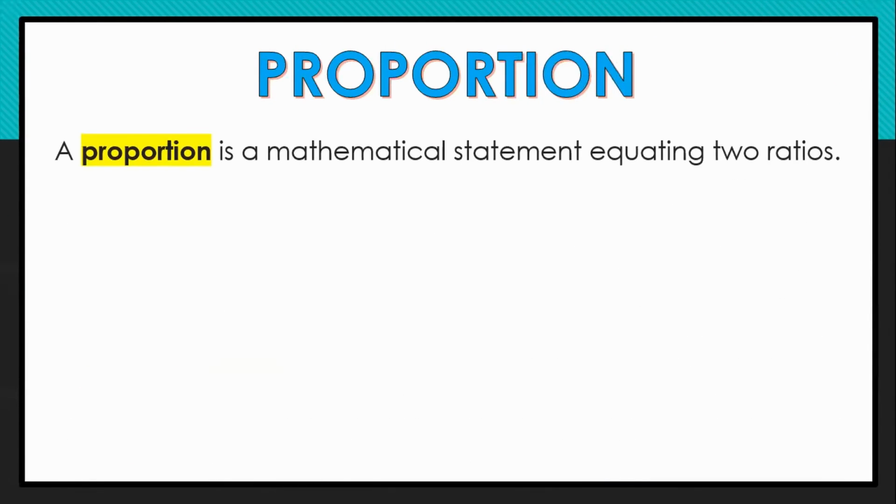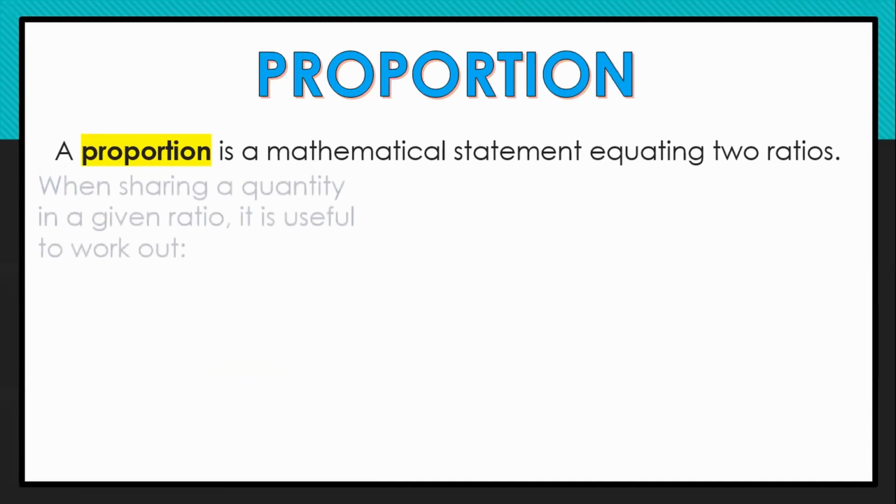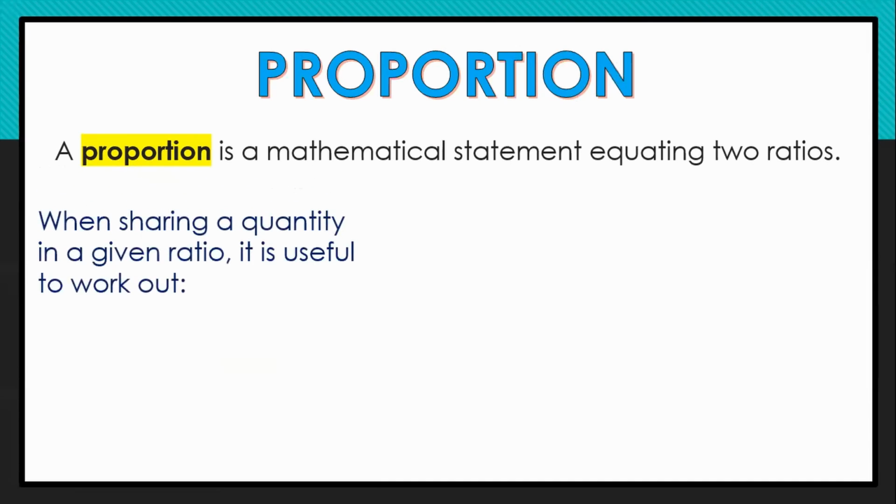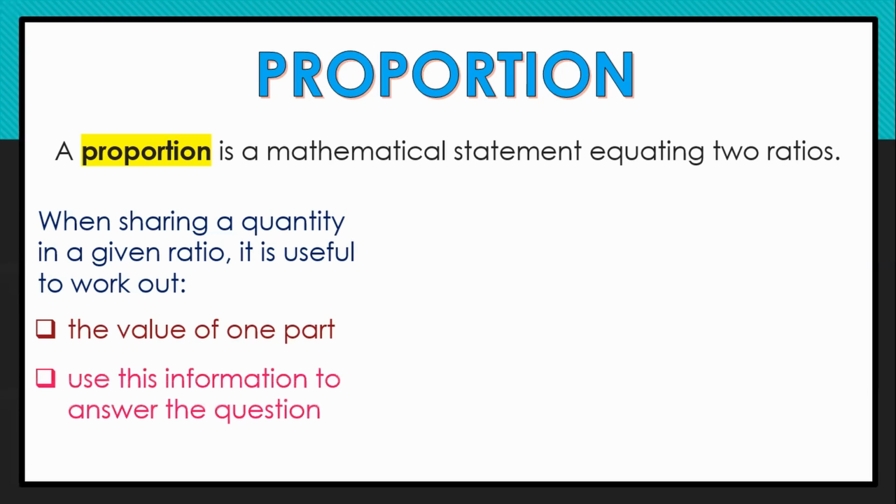What is a proportion? A proportion is a mathematical statement equating two ratios. So, when sharing a quantity in a given ratio, it is useful to work out the value of one part first. If you are able to find the value of one part of the quantity being shared, you are able to use this information to answer the question that is given.